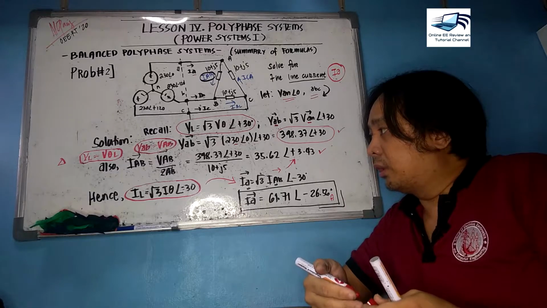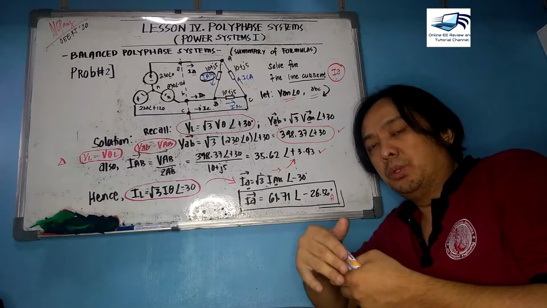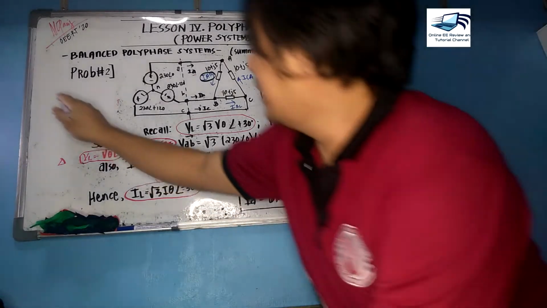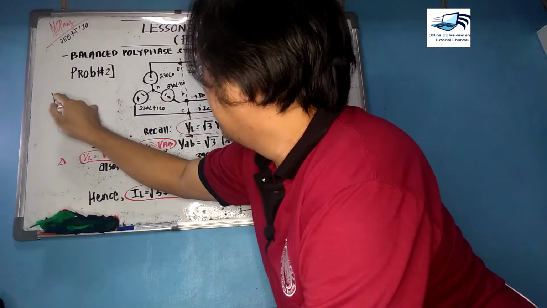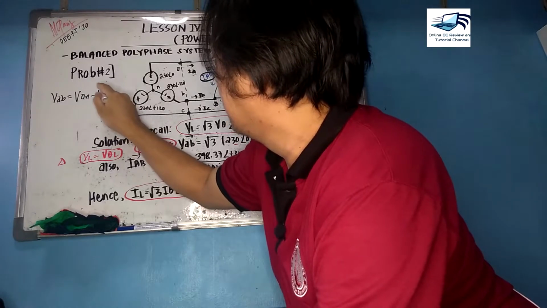Now there's another, third solution if you really want to have another solution here. You can use the scenario wherein you can get VAB, which is VAN minus VBN.